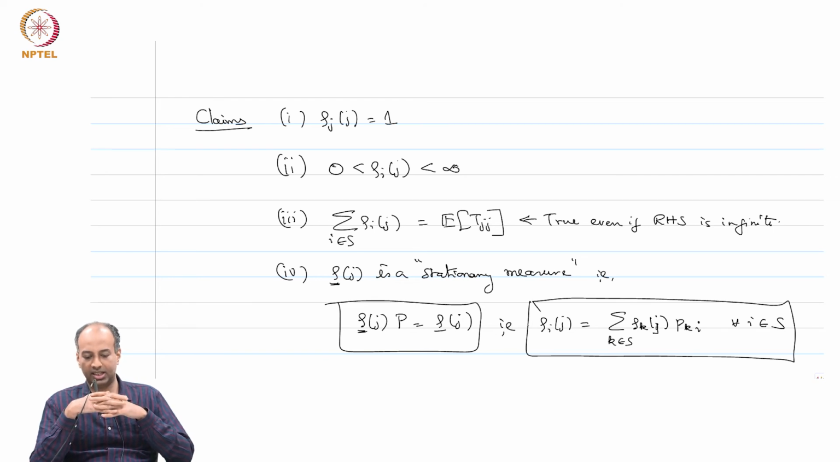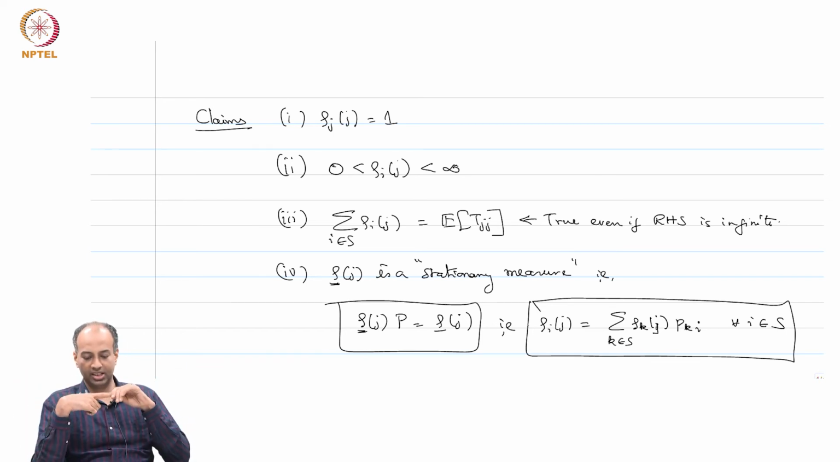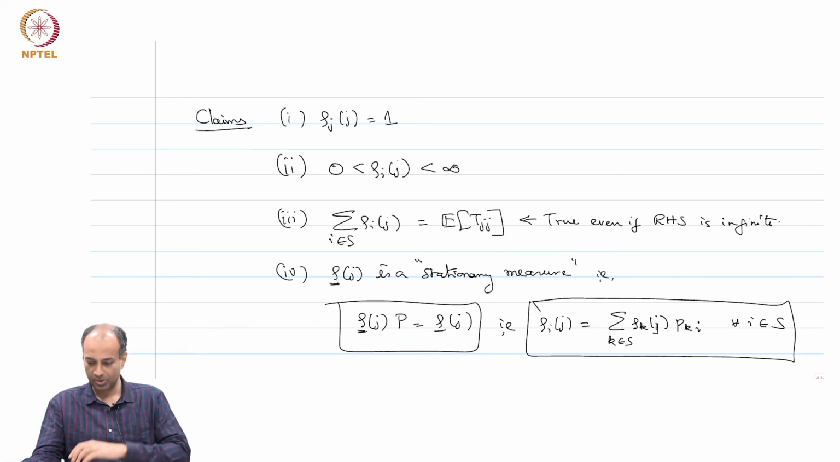And third is saying that the sum over all i of rho_ij is equal to the expected time of return from j to j, expected T_jj. And finally, which is the most important, it is saying that this rho_j vector satisfies rho_j P equal to rho_j, okay. We have to prove these, all right. I will indicate to you how this is proved, okay.